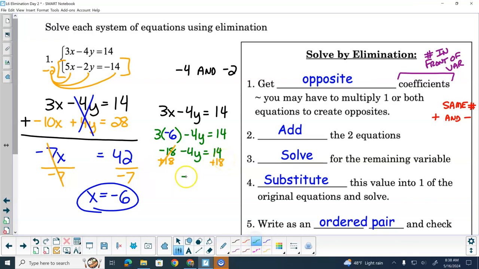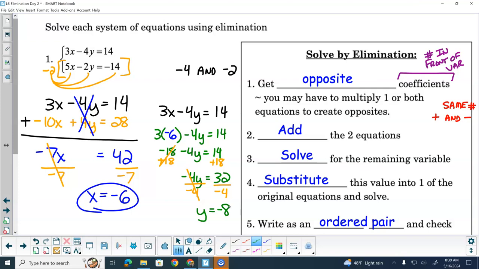That's going to give me negative 4y equals 32, I think. 4 plus 8 is 12, right? So that's 2, carry the 1. 1 plus 1 is 2, plus the extra 1 is 3. Yep, that's 32. How am I going to finish this one off? I'm going to divide both sides by negative 4. Do you know what positive 32 divided by negative 4 is? Negative 8.